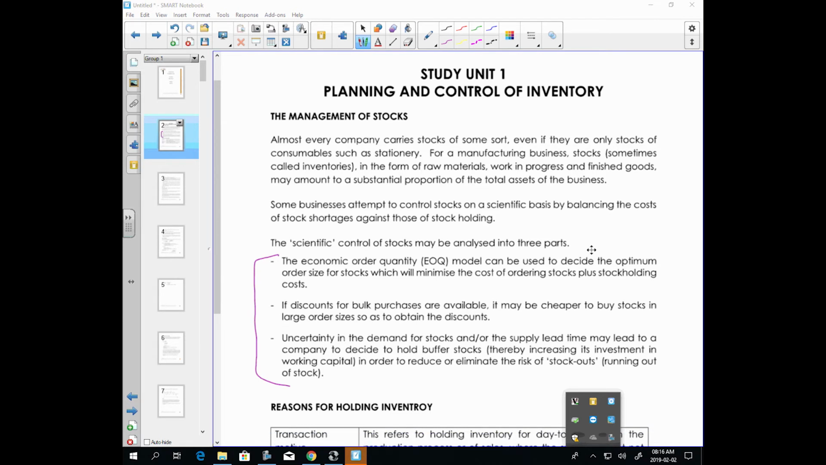If discounts for bulk purchases are available, it may be cheaper to buy stocks in large order sizes so as to obtain the discounts. So we're going to do an EOQ. It's going to say we need to order 12 times a year, once a month, 5,000 units. And that's our EOQ. But then what happens when the supplier says, well, listen, it's a bit of a mission because you're only ordering, I think I said, 500 items a month. If you order 2,000, we'll give you a 10% discount. Then you have to weigh up the options. Which one's actually better? Is it better to take that discount, or is it better to take your normal EOQ? Because when you do your EOQ equation, you don't take into account all those discounts. It's just based on your normal cost price at market rate.